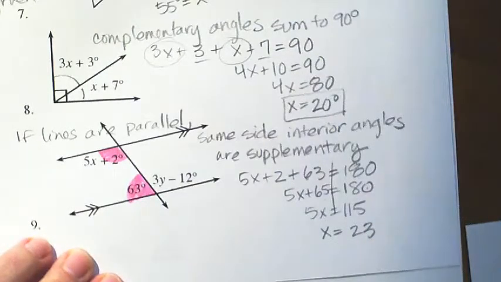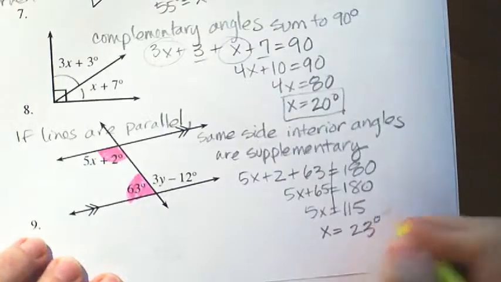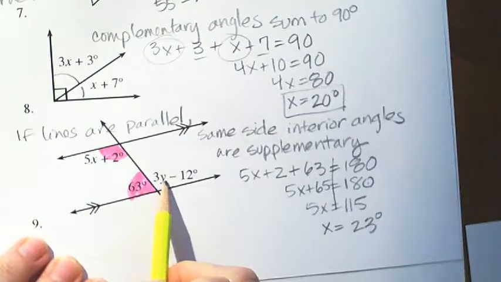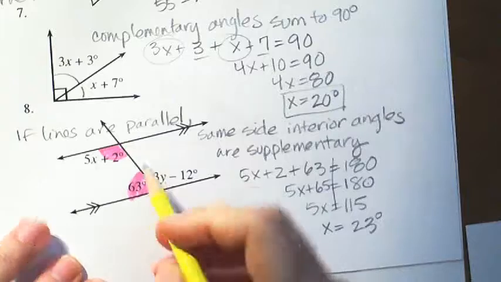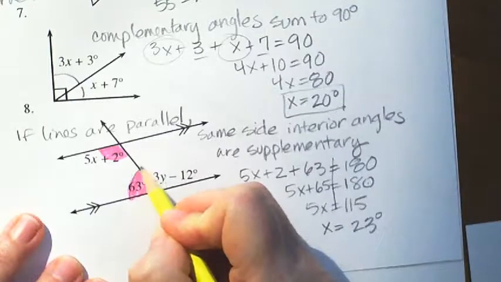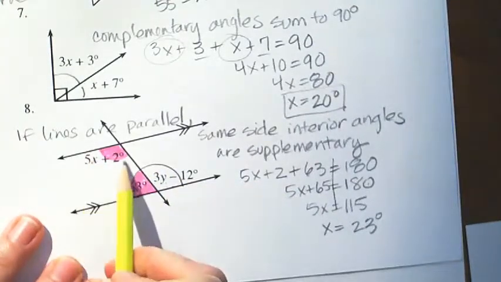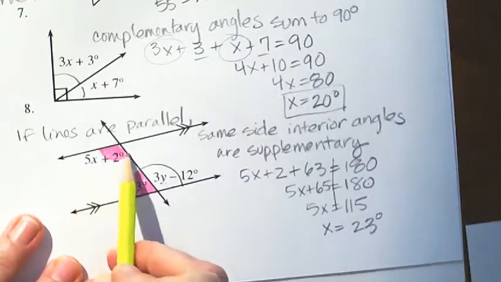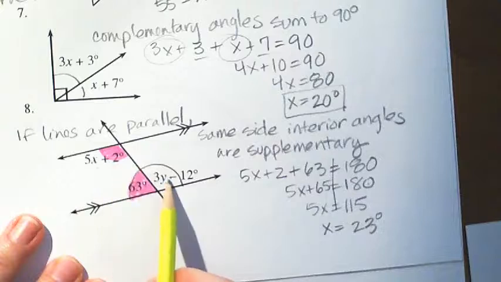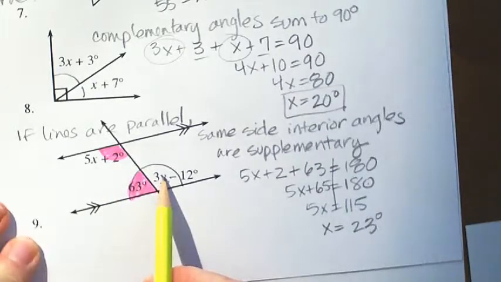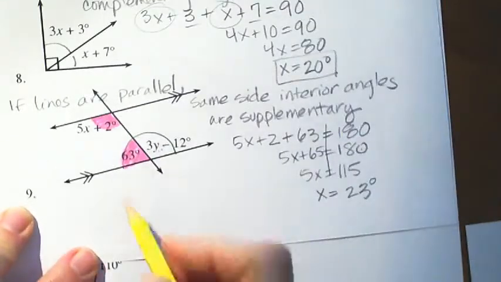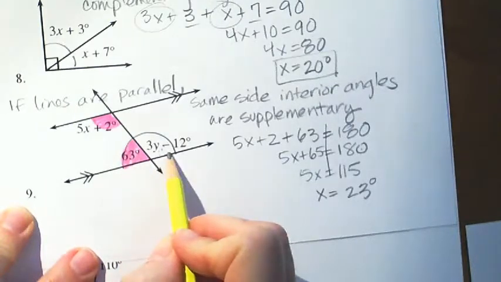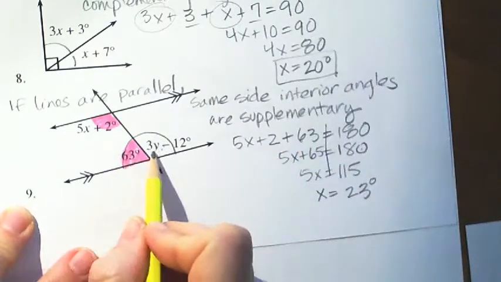And then to solve for y, okay, so we have x. Now I'm going to look at these two angles here. You could use this angle. You could plug in 23 and get the angle measure here and set it equal to this angle, because those are alternate interior angles. You could do it that way. Or you could say, I know this is a half circle. I know that they're going to be supplementary.